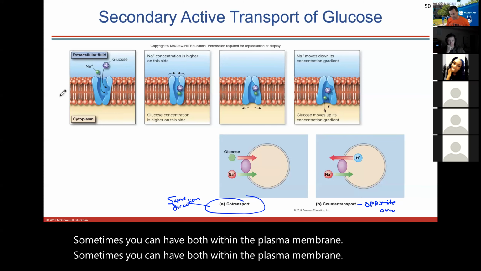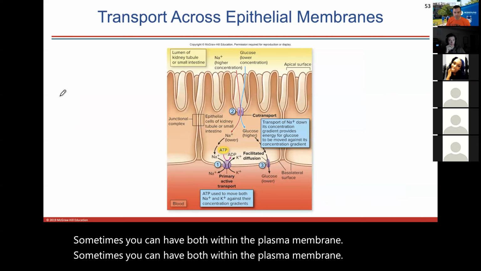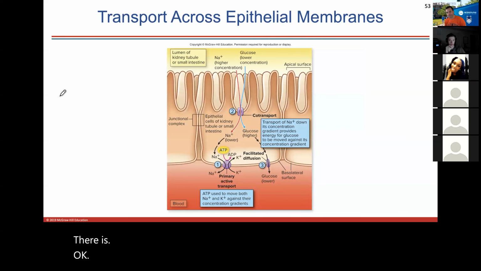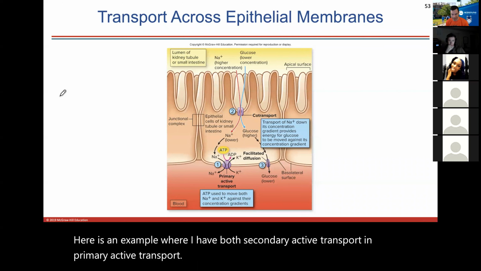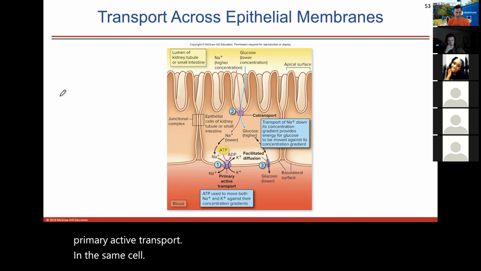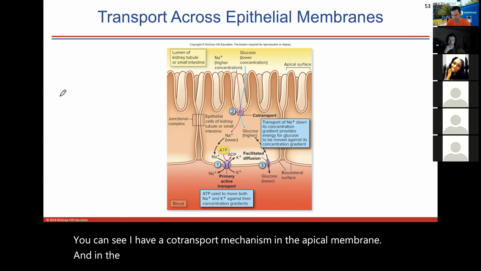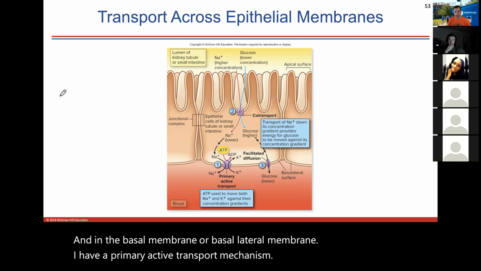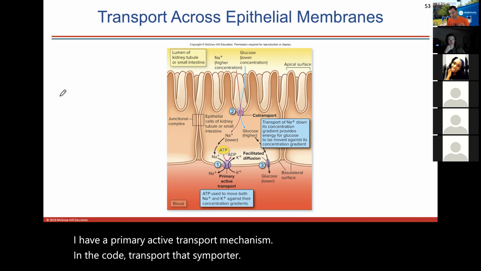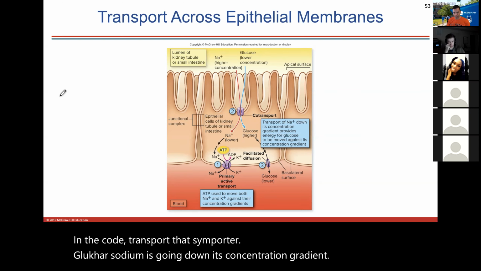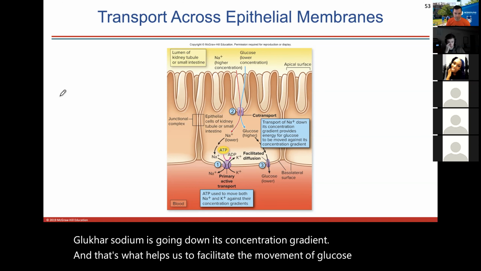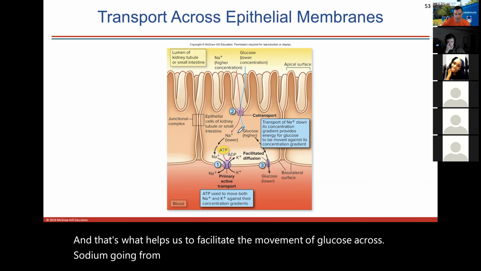Here's an example where I have both secondary active transport and primary active transport in the same cell. You can see I have a co-transport mechanism in the apical membrane, and in the basal or basolateral membrane, I have a primary active transport mechanism. In the co-transport symporter, sodium is going down its concentration gradient, and that's what helps facilitate the movement of glucose across.